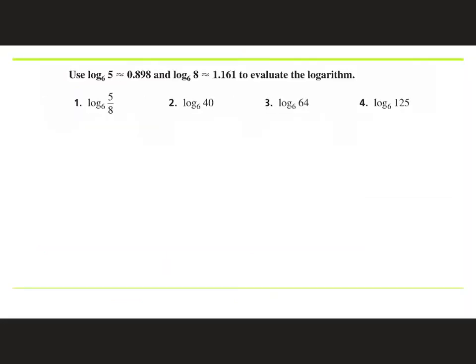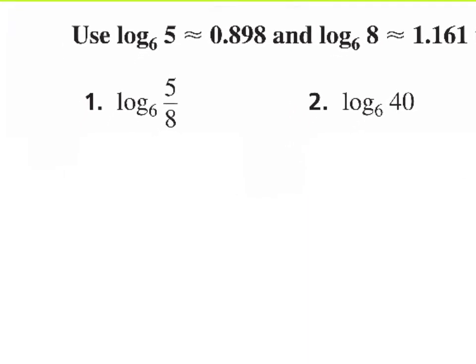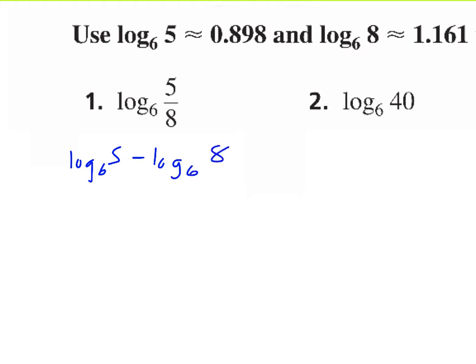So here it gives us log base 6 of 5 and log base 6 of 8. So we just have to change everything that was given to us, either in terms of 5 or an 8. So for number 1, it's already given to us in a 5 and an 8. So we're just going to break it up first. So if we're dividing, how do we expand this? Subtracting them. Awesome. So we would have log base 6 of 5 minus log base 6 of 8.